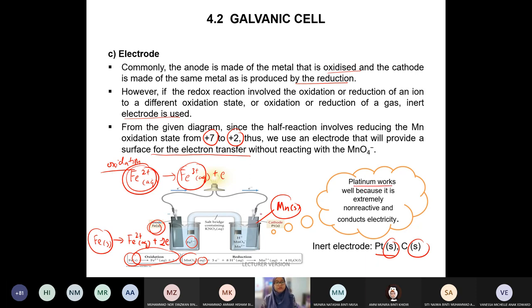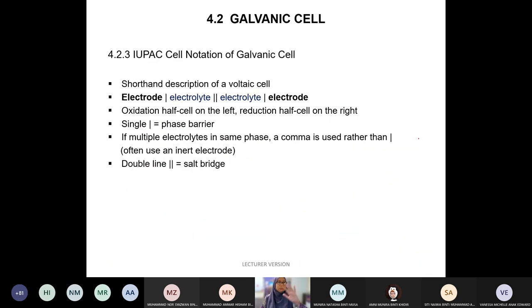Okay, so why do we choose platinum as our inert electrode? Because it works well: it is extremely non-reactive and it can conduct electricity. Inert means it will not interfere with the reaction occurring in the half cell. Okay? So we are done with the galvanic cell and how it works.